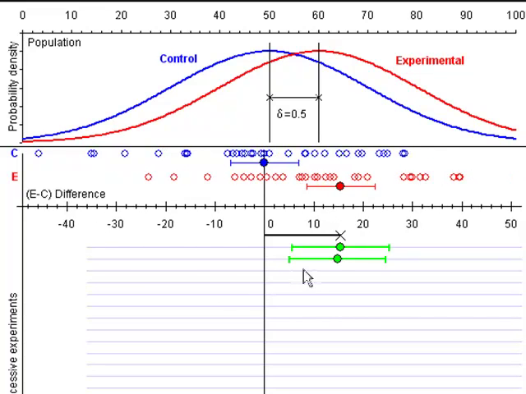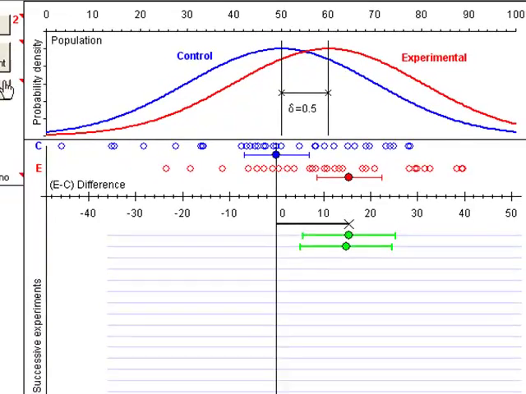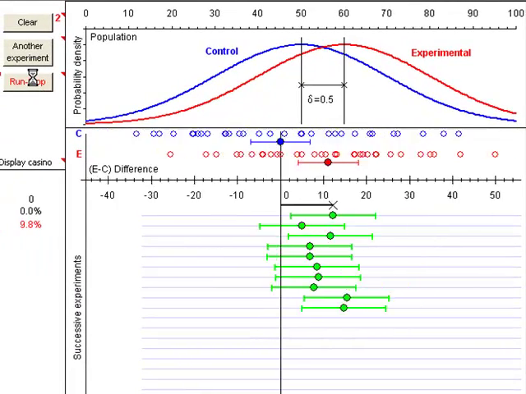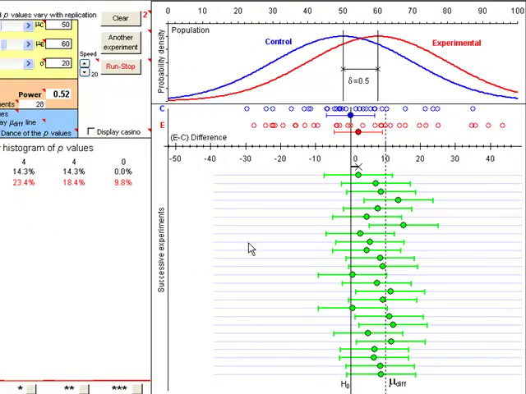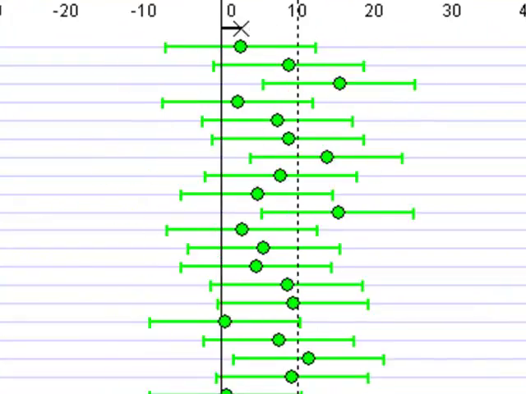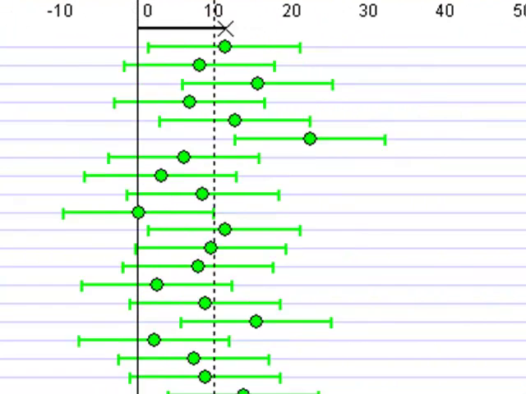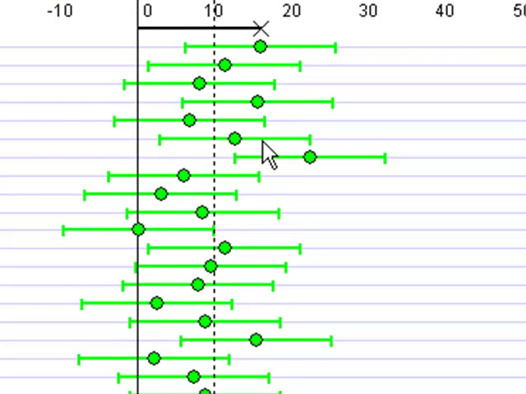Another experiment, the first result drops down, and the second estimates the effect to be just a little more than 15. Run repeated experiments. This dotted line marks 10, the true effect of pep-up. These intervals bounce around, and in the long run, about 95% will capture the true value. Just the occasional one, such as here, will just miss.